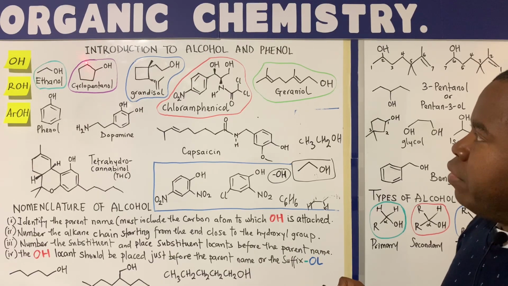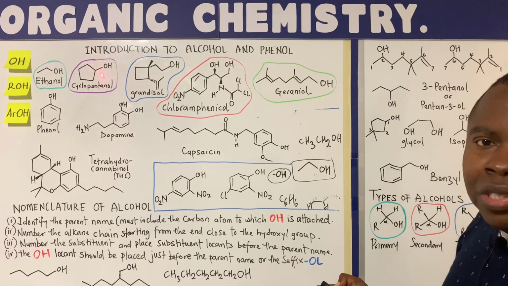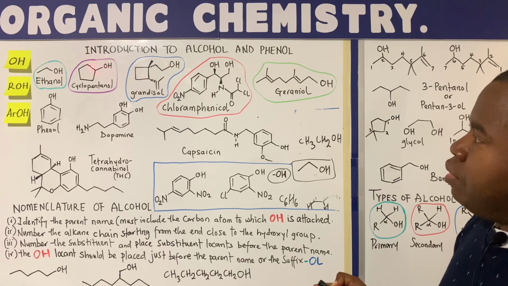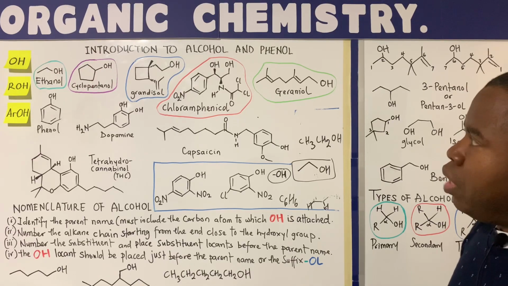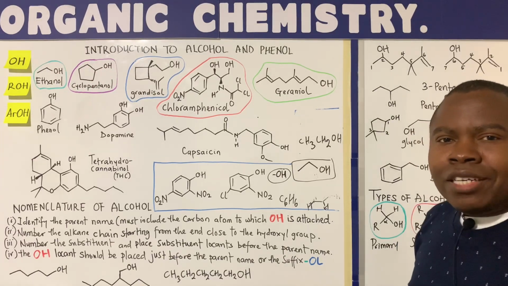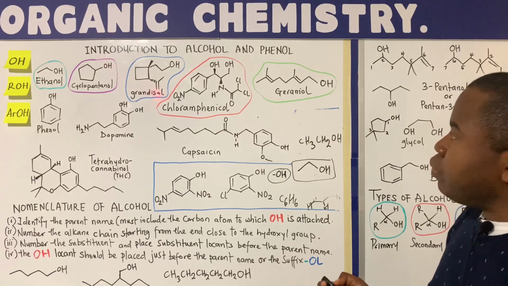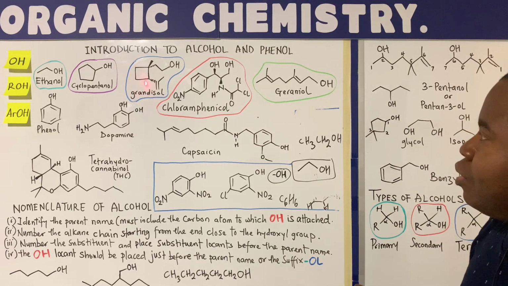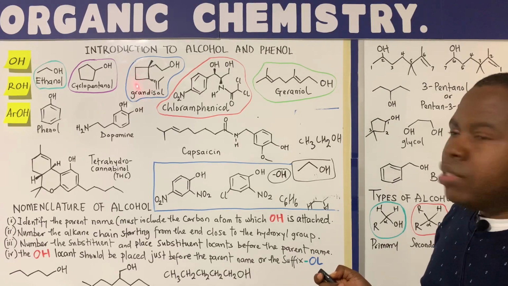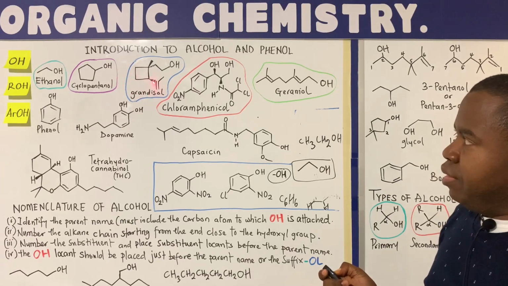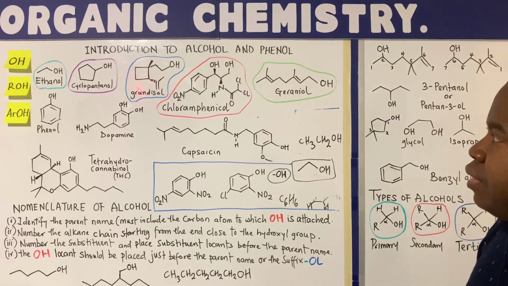We have 5 carbon atoms, 1, 2, 3, 4, 5. Then this carbon has a hydroxyl group attached to it. So this is ethanol, this is cyclopentanol. They are both alcohols. And there are a number of alcohols that are found in natural products. As we can see here, we have grandisol. Grandisol is a natural product that is actually a hormone that is found in the male cotton boll weevil. It is the sex hormone that is found in the male cotton boll weevil.